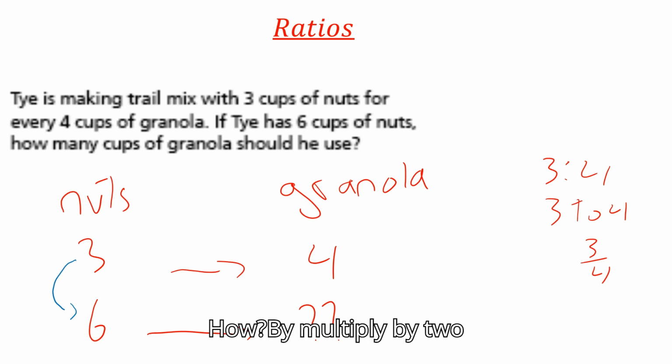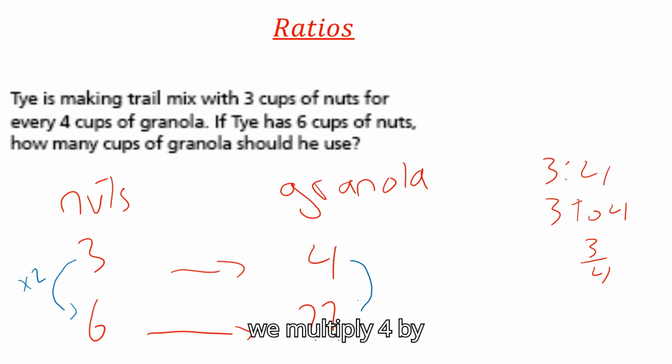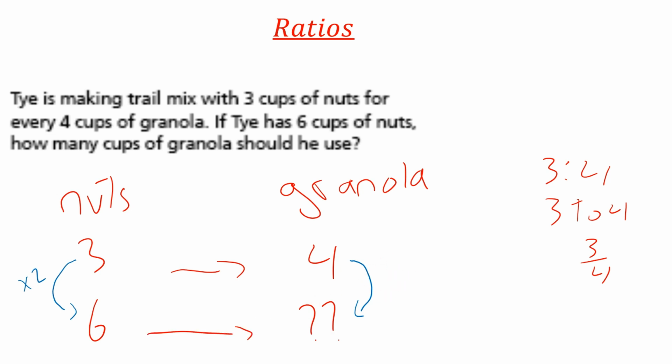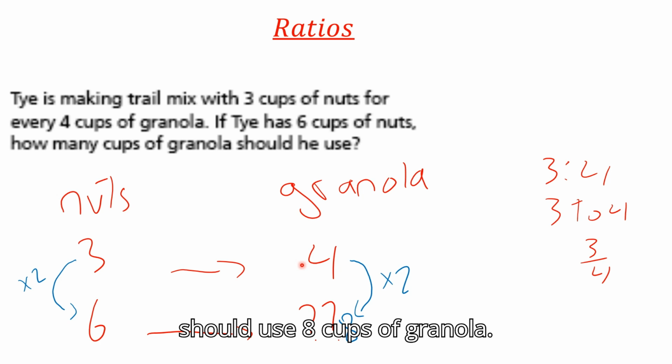By multiplying by 2, because 3 times 2 equals 6. So also here, we multiply 4 by the same number. Multiply by 2, so multiply also here by 2, to get 8. So if we have 6 cups of nuts, he should use 8 cups of granola.